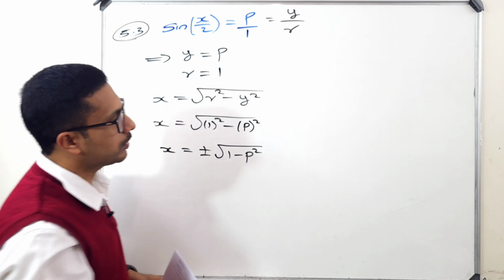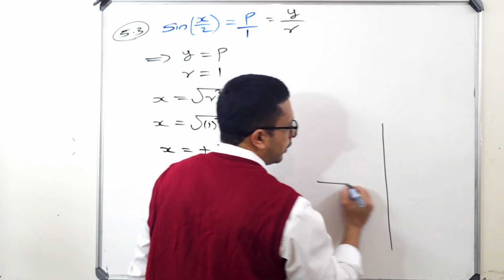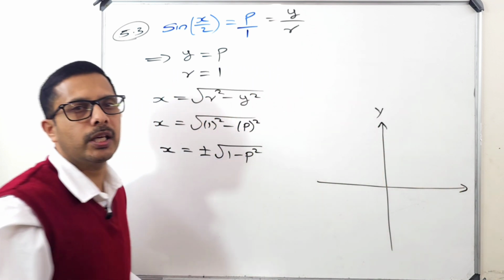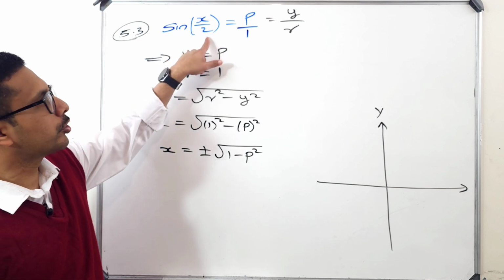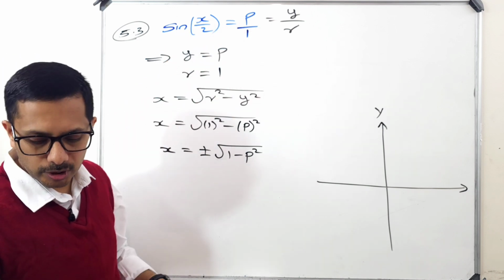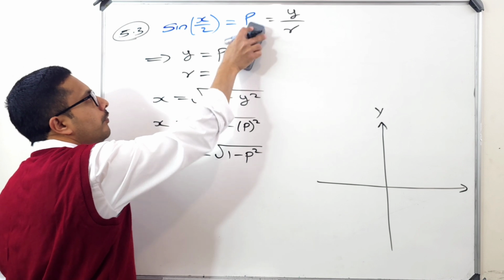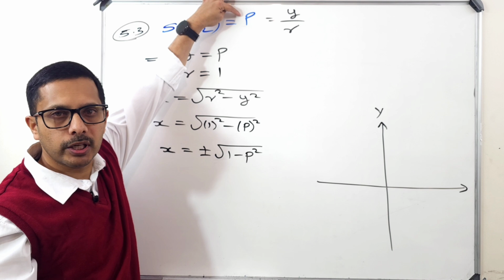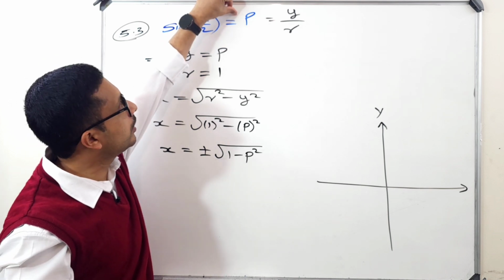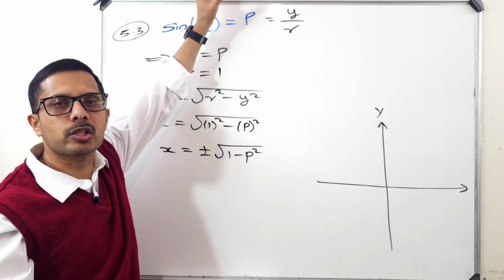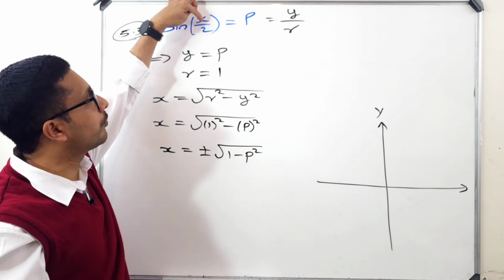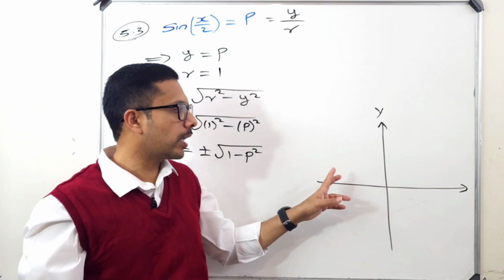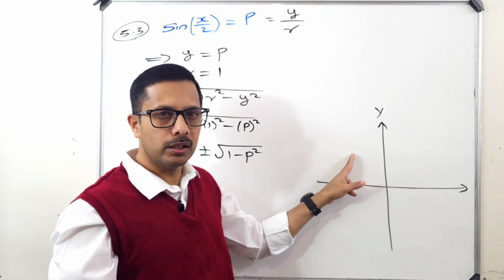Okay, so for that I'm going to draw here our Cartesian plane. This is our x-axis and this is our y-axis. So tell me guys, sine of x over 2 is equal to p. It's only written p there, am I right? Is it positive p or negative p? If it is negative p, they must write negative here, am I right? But it is written just p, so it means that the value of sine of x over 2 is positive p. So sine is positive means which quadrant? Sine is positive in the first quadrant and second quadrant.